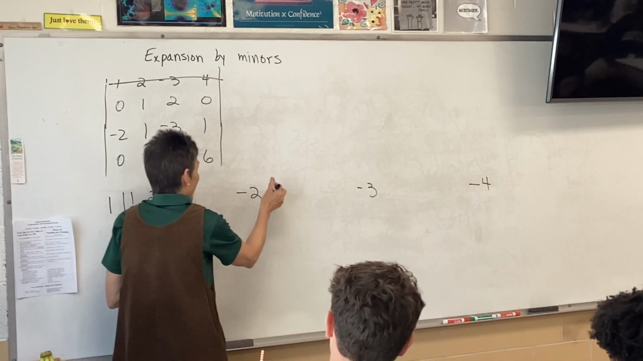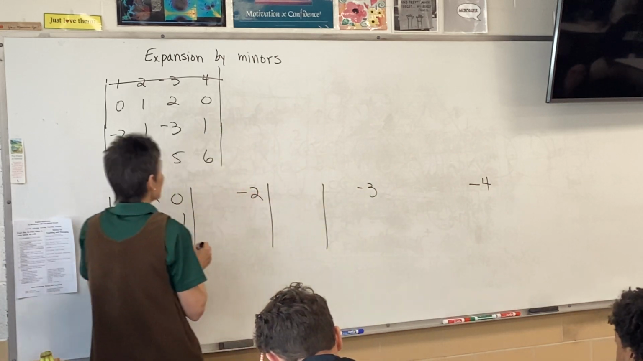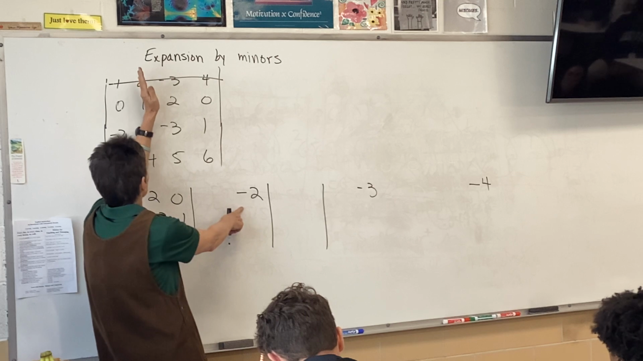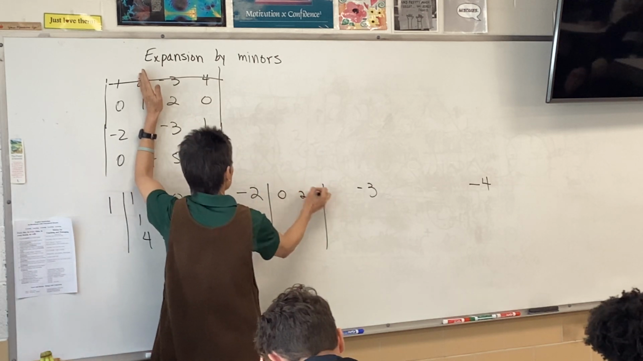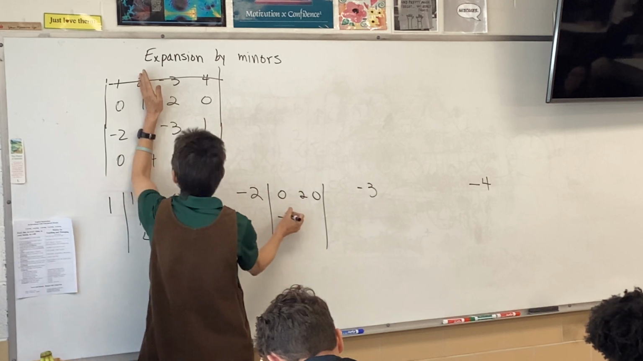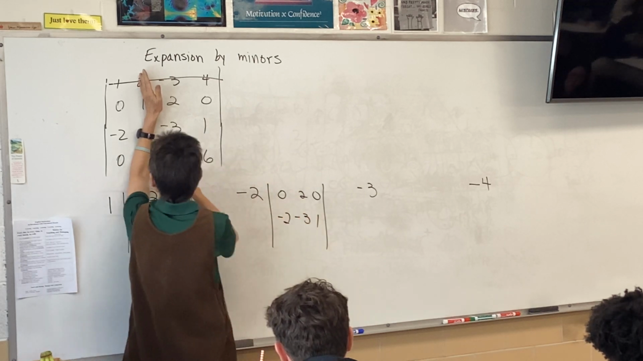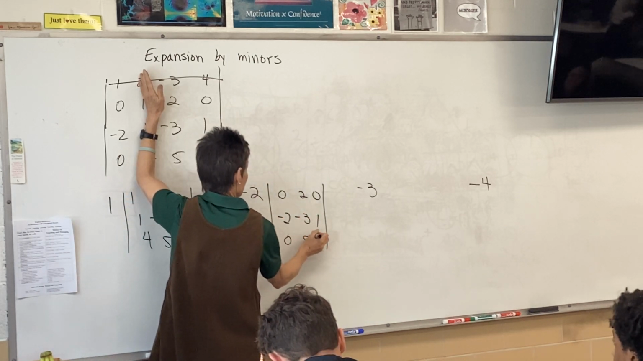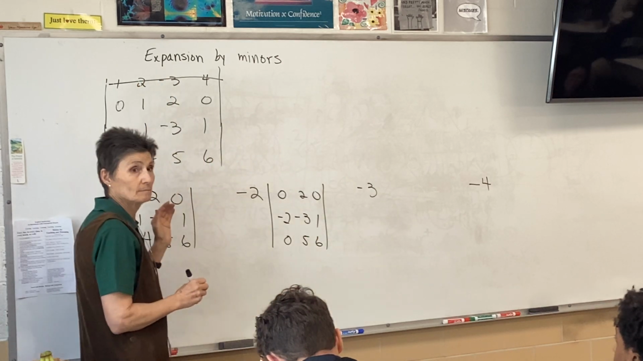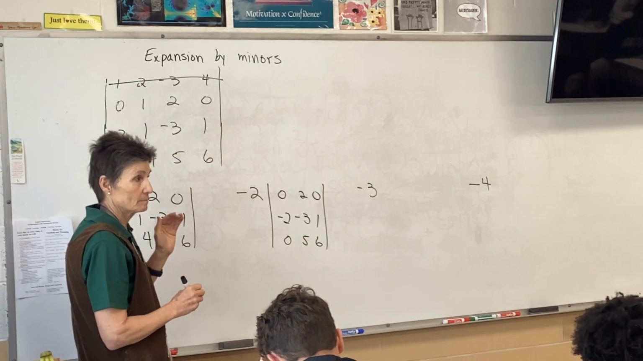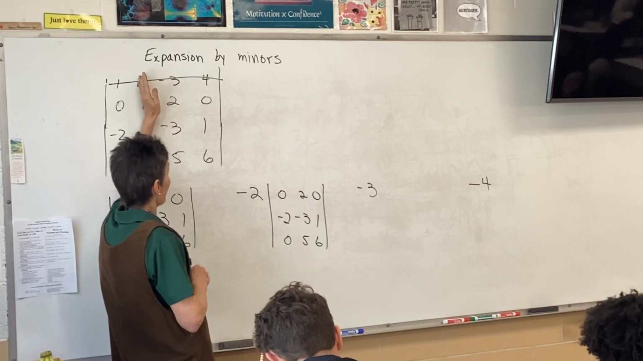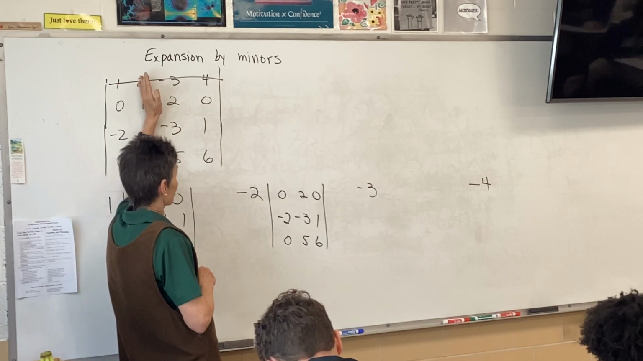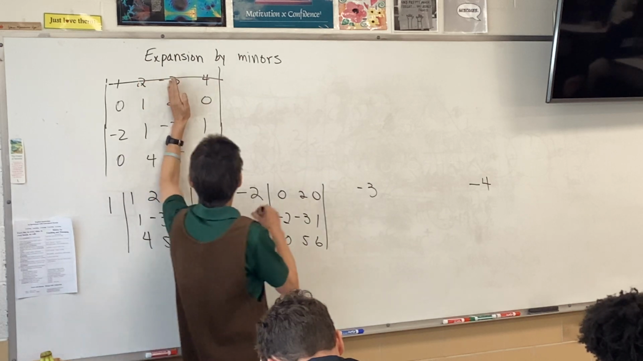And we're going to have to evaluate one for each of these. So this one, we're going to cover up the 2 column. So that'll be 0, 2, 0, -2, -3, 1, and 0, 5, 6. So you take out the column. The row's already crossed out. Take out the column that the number is in. All right, and the same thing here.